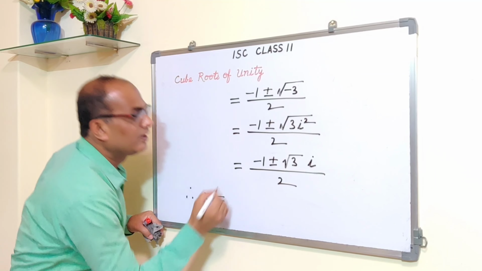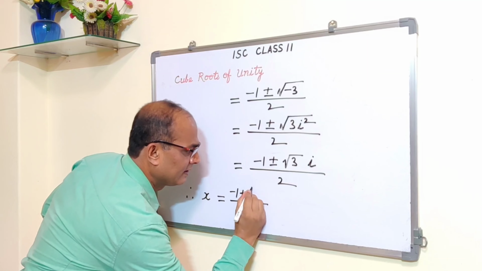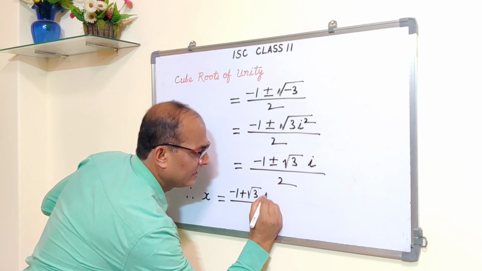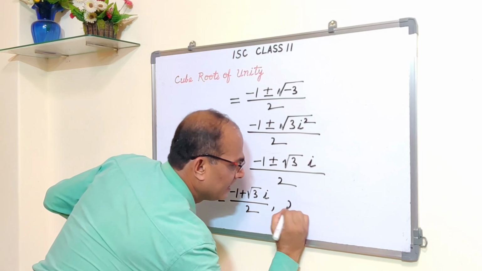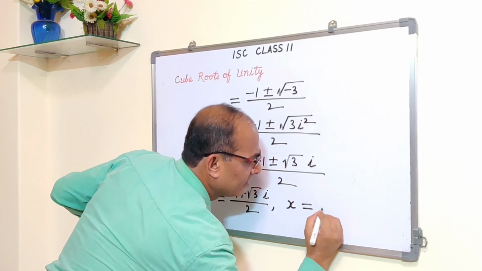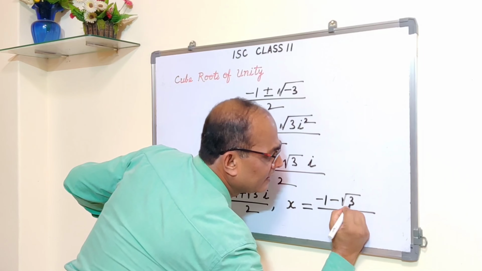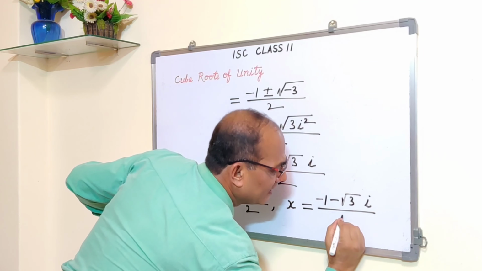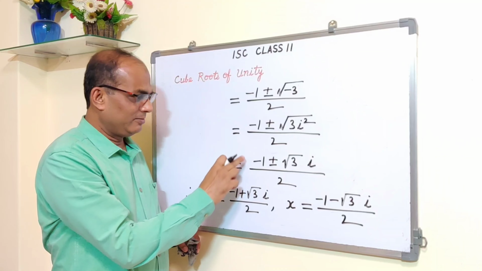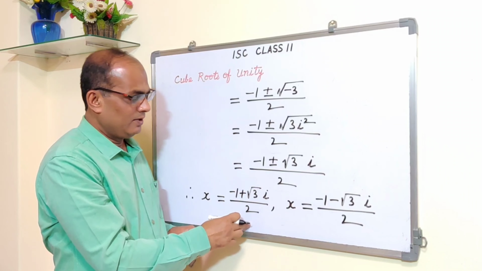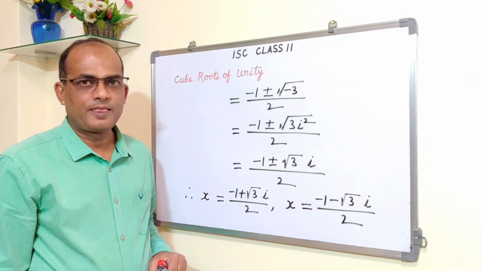Therefore x is equal to minus 1 plus root 3i, whole divided by 2, and the other value will be x is equal to minus 1 minus root 3i, whole divided by 2. Two values, plus minus: so minus 1 plus root 3i whole divided by 2, and minus 1 minus root 3i whole divided by 2.